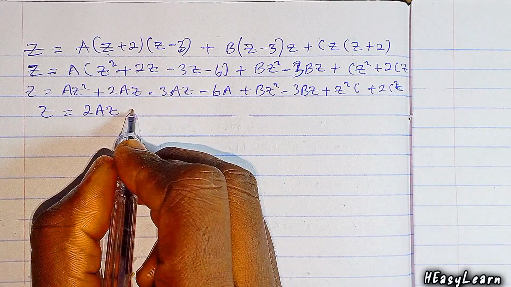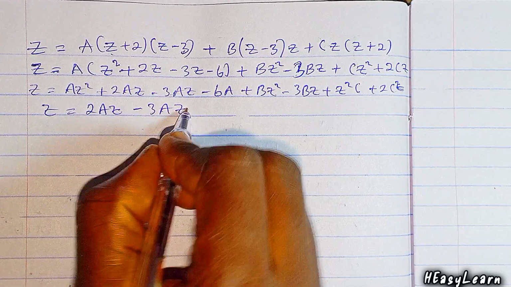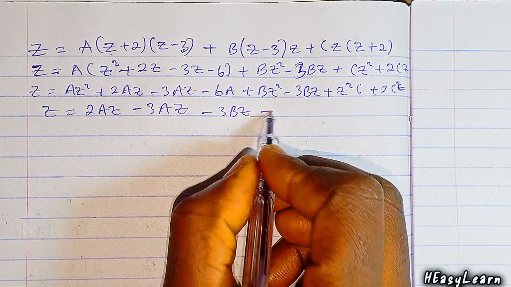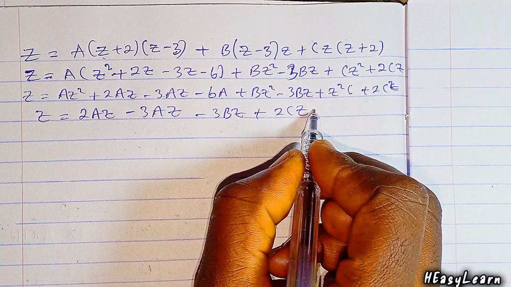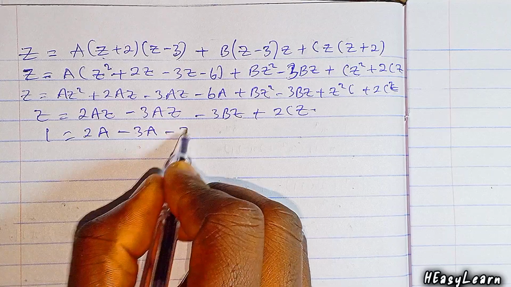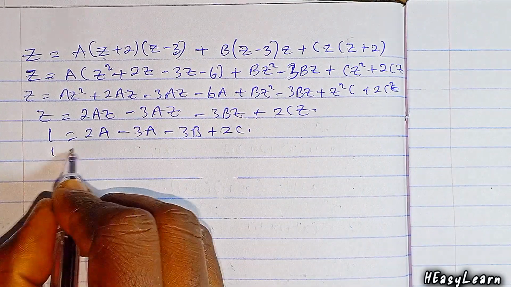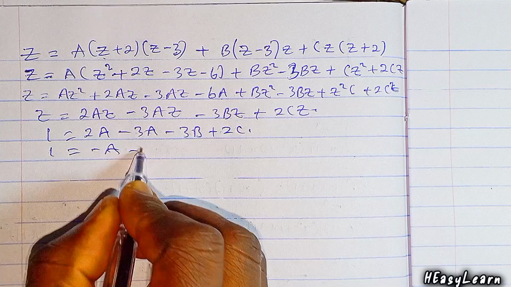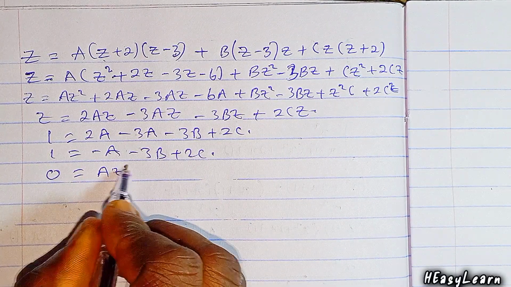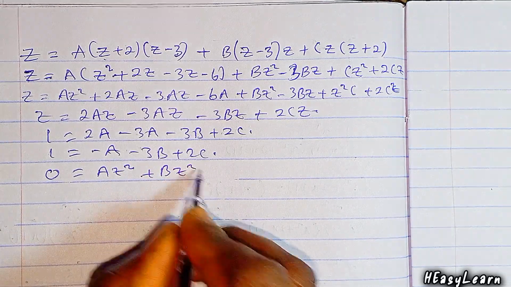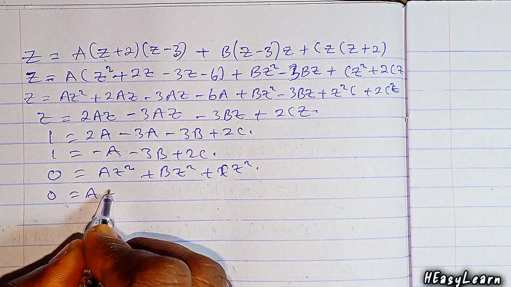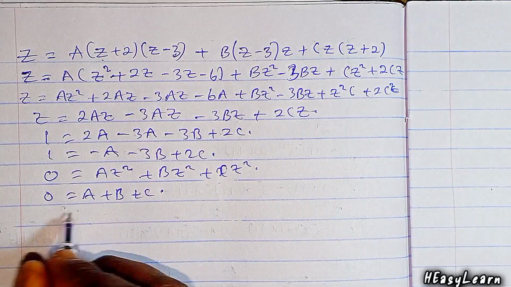So z is equal to 2az minus 3az minus 3bz plus 2cz. 1 equals 2a minus 3a minus 3b plus 2c. We have 1 equals minus a minus 3b plus 2c. 0 equals az squared plus bz squared plus cz squared. So we have 0 equals a plus b plus c.